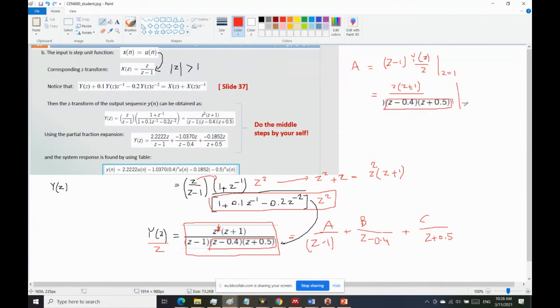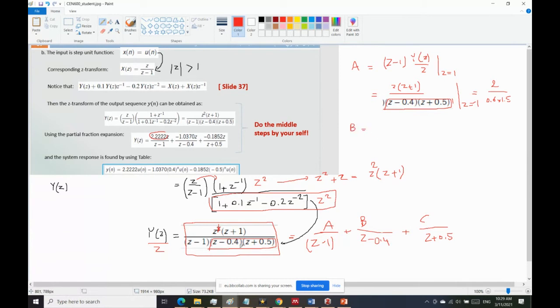And we have to evaluate this at 1. So when you do that, what do you get? You get 1 times 2, which means 2 here. 1 minus 0.4 means 0.6, and here 1 plus half means 1 and a half, times 1 and a half. Just do the computation and find the value. So the value will be this. Same thing for B and C.